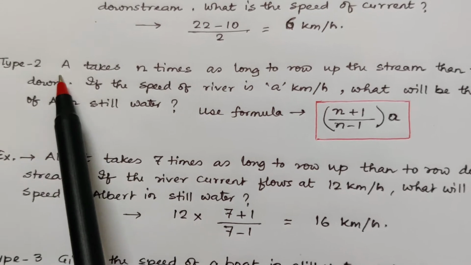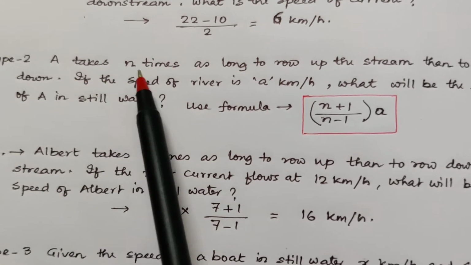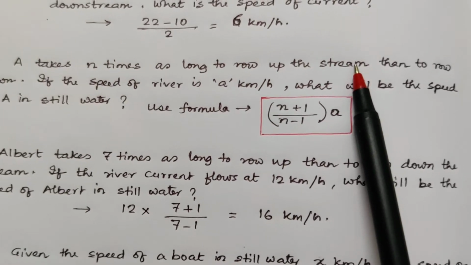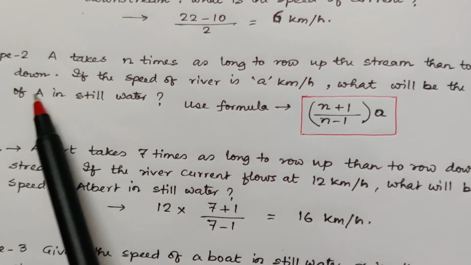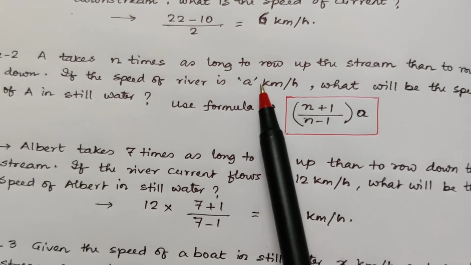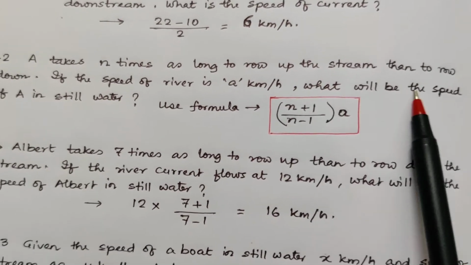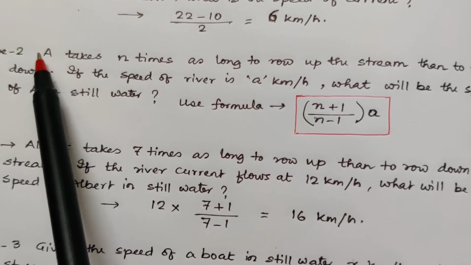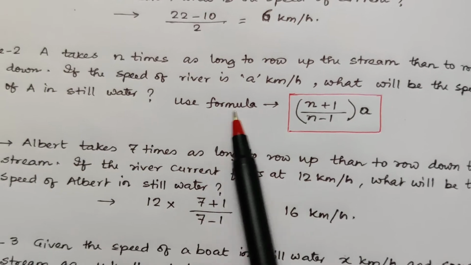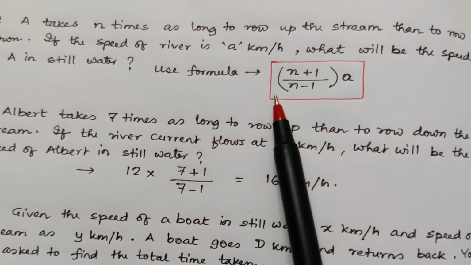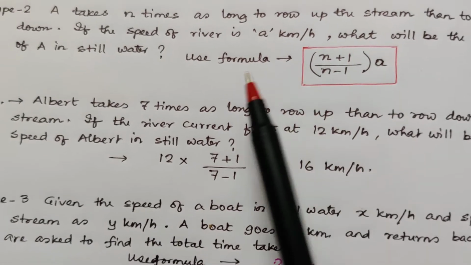Type number 2. A takes n times as long to row upstream, up the stream, than to row down the stream. If the speed of the river or speed of the current is a kilometer per hour, what will be the speed of A in still water? A means here the person. So we can use the shortcut formula, that is (n plus 1) by (n minus 1) into a.